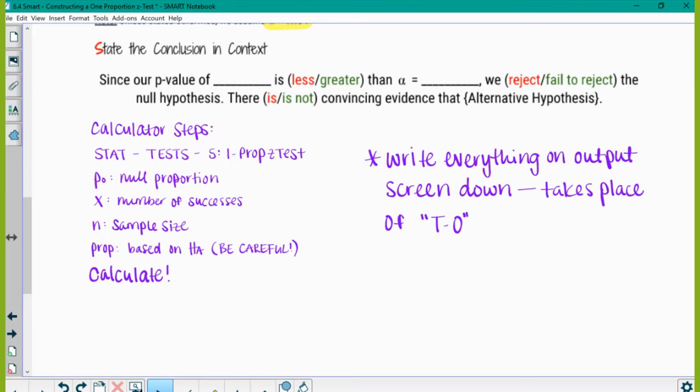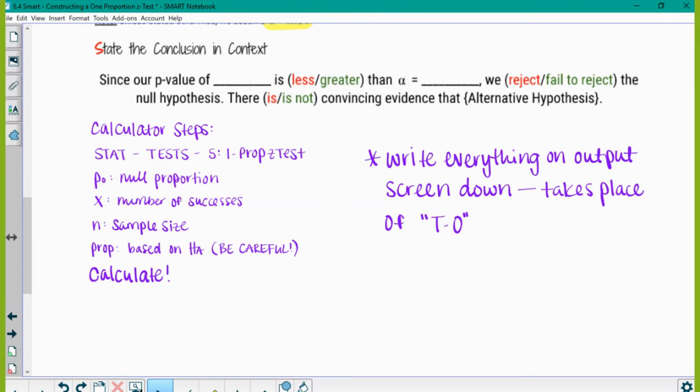It's going to ask for direction. Do I want greater than? Do I want less than? Do I want not equal to? All of that gets plugged in. This is a part where you want to be careful, because a lot of students accidentally hit the wrong button for the direction.